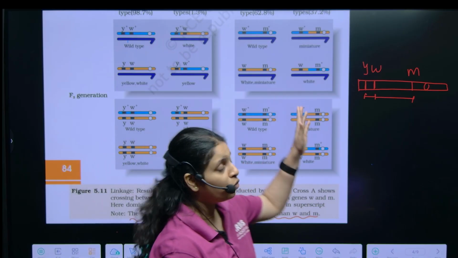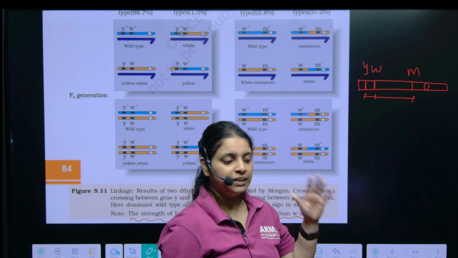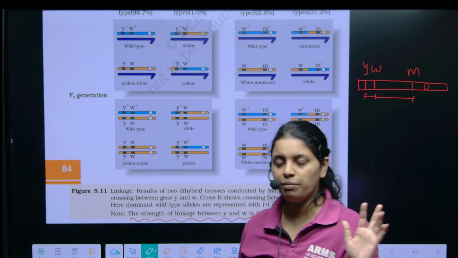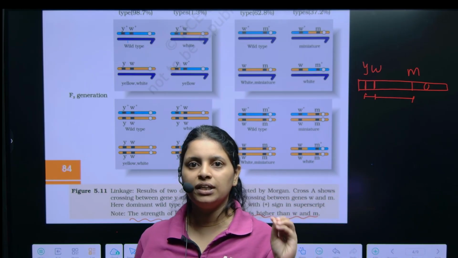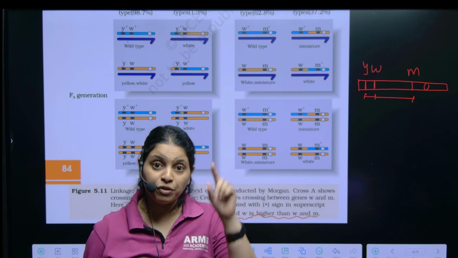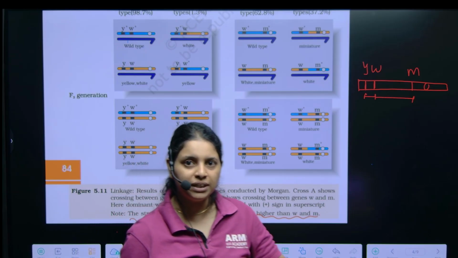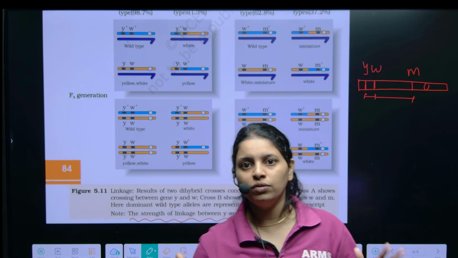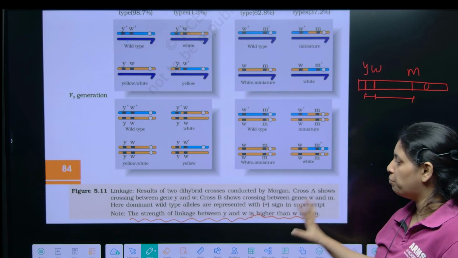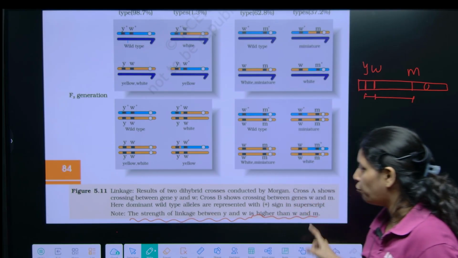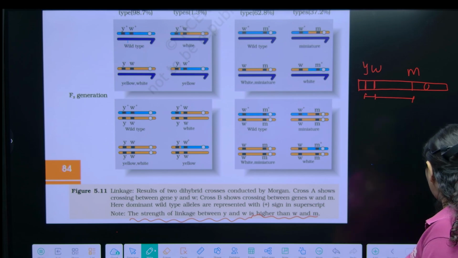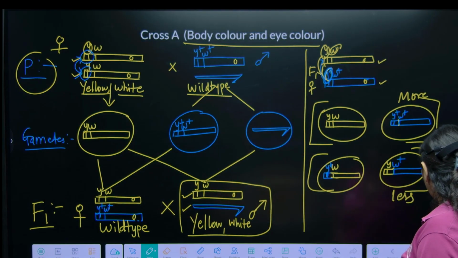But it is not more than 50. See, recombinant percentage will never be more than 50. The maximum possible percentage is 50, and 50% recombinants means independent assortment. Equal chance, right? We will also mention this, which is very important, but first mark this point: the strength of linkage between Y and W is higher than W and M. Very important point.